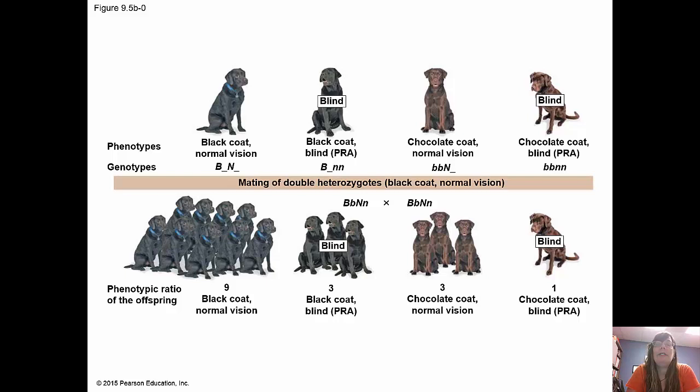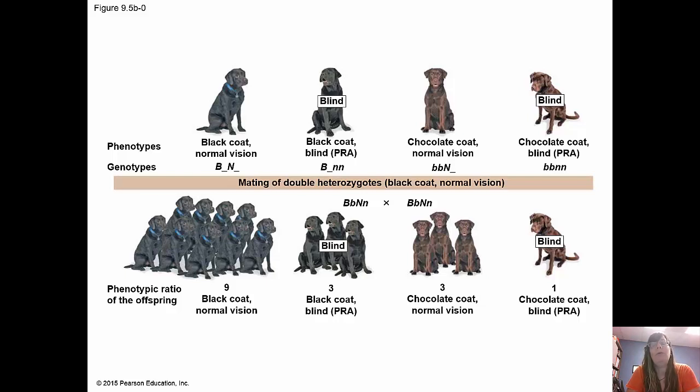For black coat normal vision, you only have to have 1 dominant of each allele. And then the other 2 kind of flip-flop. So for black coat, you have a dominant allele, but blind, you have 2 recessive. For chocolate coat, you have 2 recessive alleles, but normal vision is 1 dominant allele. So when you cross 2 heterozygotes for these traits, their genotypes are big B, little b, big N, little n.